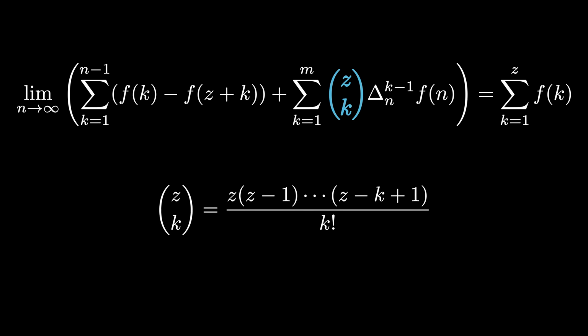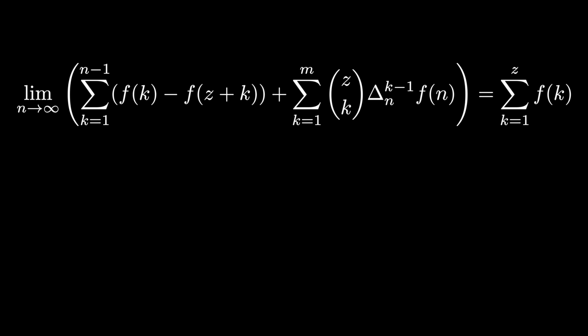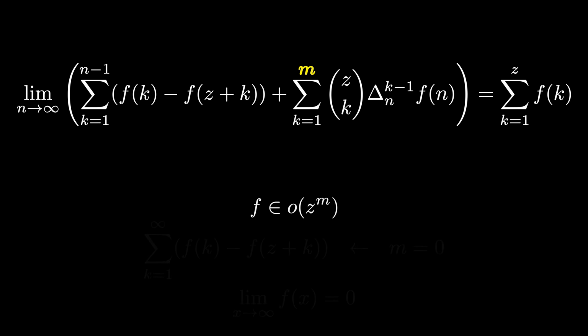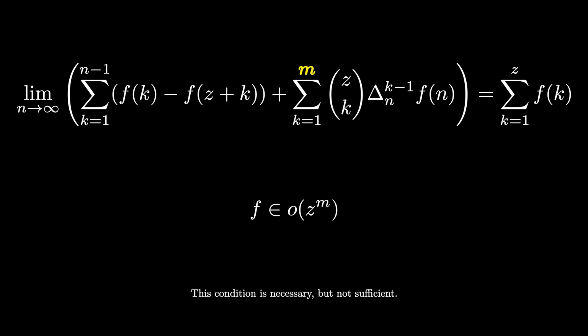I've got one final note here, and this one will be important. There's a free parameter, m, on top of the sum. This is the order of the correction term. The greater it is, the more functions this formula will work for, but the more work it'll be to compute it. The first case we saw, where there was no correction term, is really the case where m equals 0. Remember, that only worked when the function approached 0. The general rule is that the function has to grow strictly slower than z to the m.